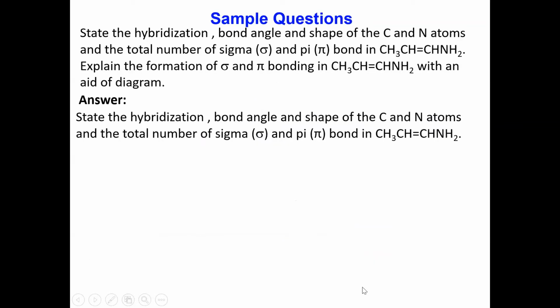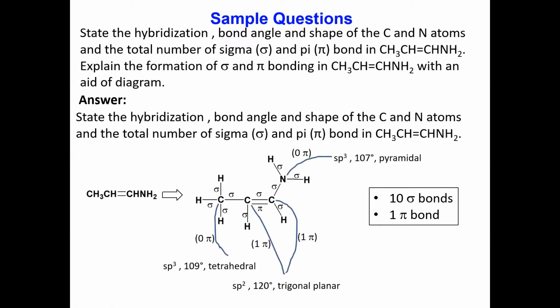And you state the hybridization, the bond angle, and the shape of the carbon and nitrogen atoms and the total number of sigma and pi bonds, okay, in this molecule CH3CH=CHNH2. Explain the formation of sigma and pi bonding in CH3CH=CHNH2 with the aid of the diagram. Okay, so we need to state the hybridization. Let us draw the diagram first.